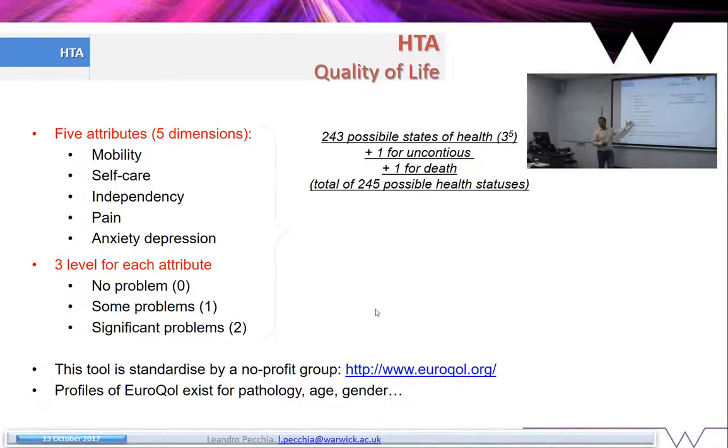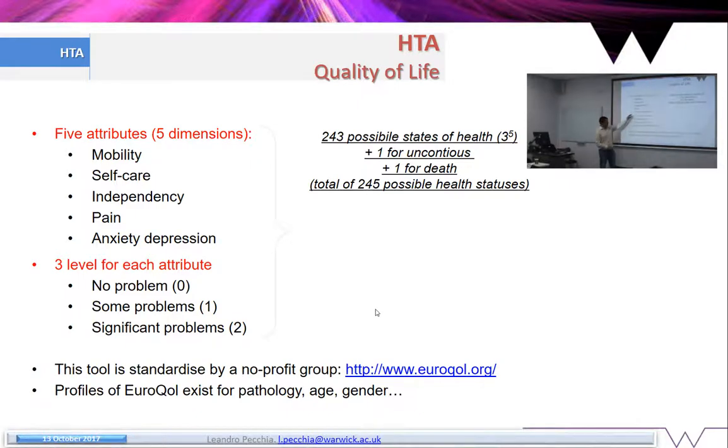In this way. This is what we call QALY, EuroQol 5D, which means 5 dimensions. I consider 5 dimensions: mobility, self-care, independence, pain, anxiety, and for each one I ask my patient before the intervention and after the intervention if they have any problem. And they may say, no problem, some problem, huge problems.